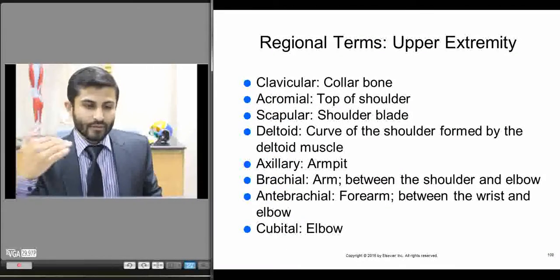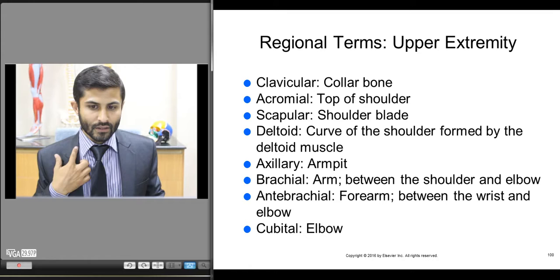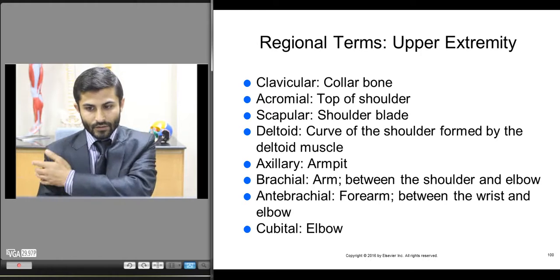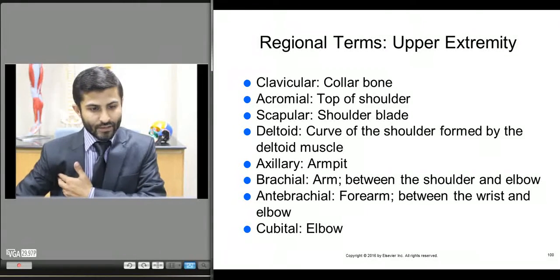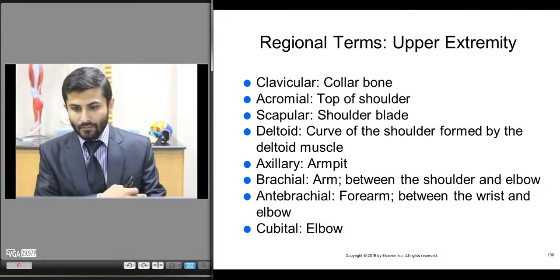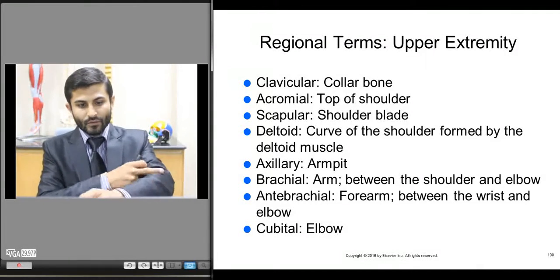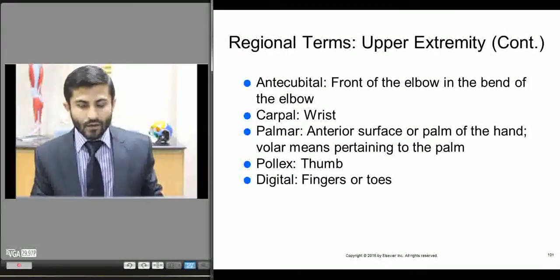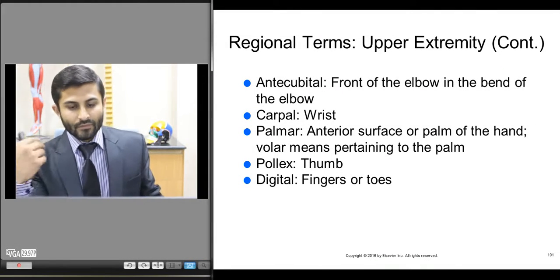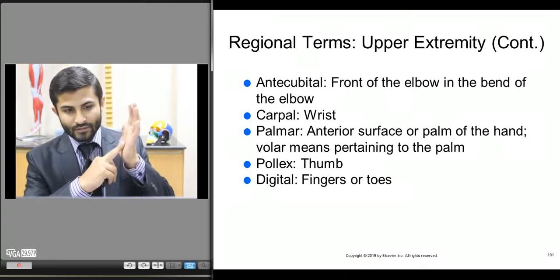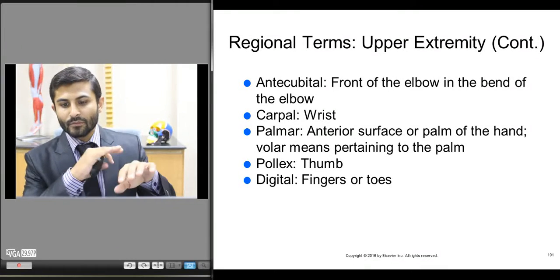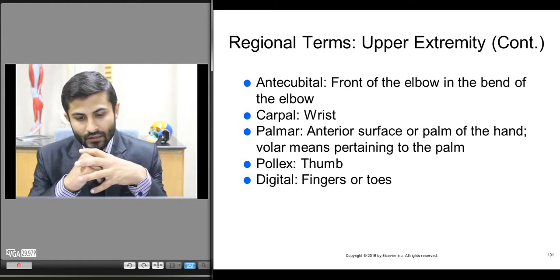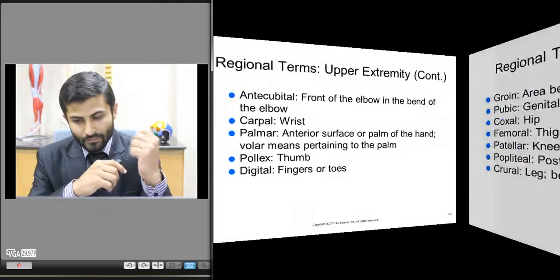In upper extremity, we have the clavicular for the collarbone, the acromial top of the shoulder, the scapular, the shoulder blade, the deltoid, the curve of the shoulder formed by the deltoid muscles, axillary for the armpit, brachial is for the arm between the shoulder and the elbow, antebrachial is for the forearm between the wrist and the elbow, and cubital is for the elbow. Antecubital is front of the elbow, the bend of the elbow. Carpal is for wrist. Palmar is anterior surface or palm of the hand. Volar means pertaining to the palm. And pollex is for thumb. Digital refers to the fingers or toes.